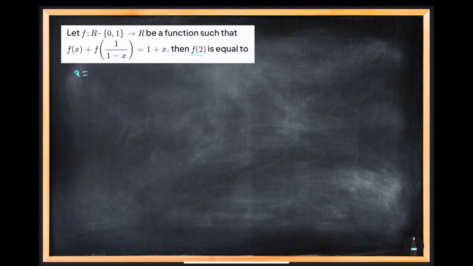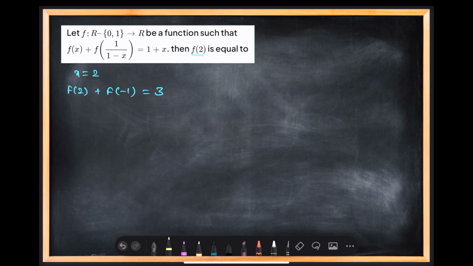You know that you have to replace x with 2, and let's see what happens next. So we will have f(2) plus f(1/(1-2)), which is f(-1), equals 3. Okay. So if you observe this situation now, you can say that, sir, I can answer you the value of f(2) if you tell me the value of f(-1). But do you really think that I will tell you the value of f(-1)?